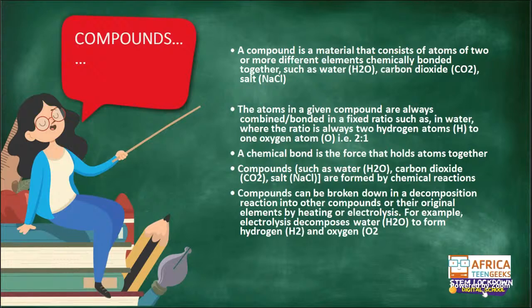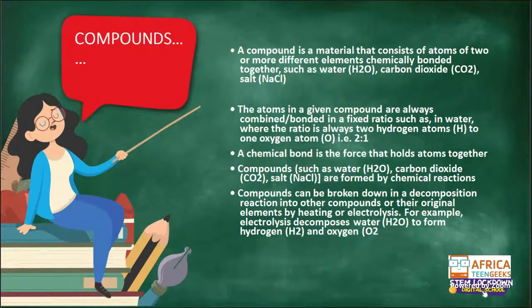We can look at sodium chloride. We have one atom of sodium and one atom of chlorine. So the ratio is 1:1. We can also look at carbon dioxide. Here we have one atom of carbon and two atoms of oxygen. So the ratio is 1:2.